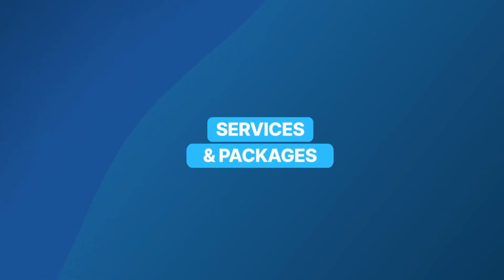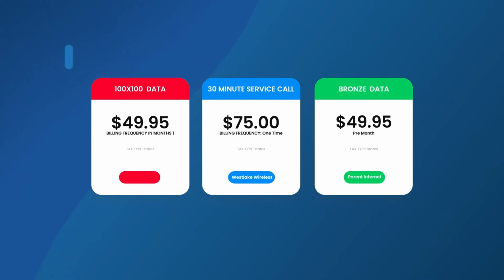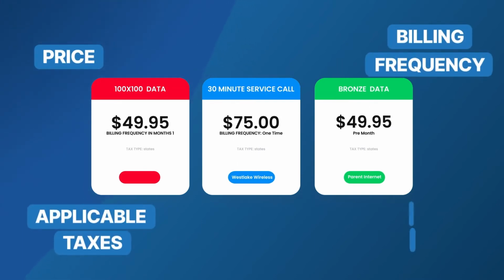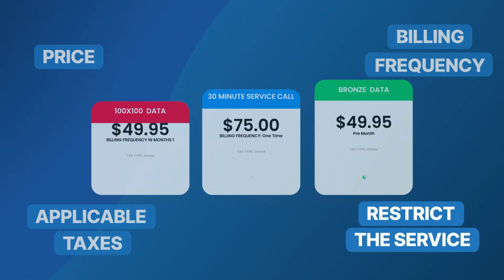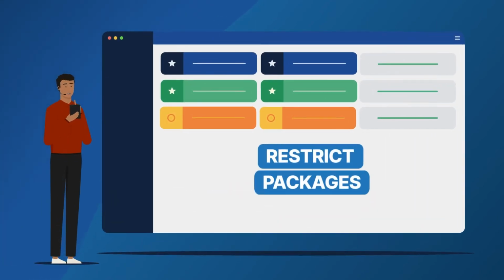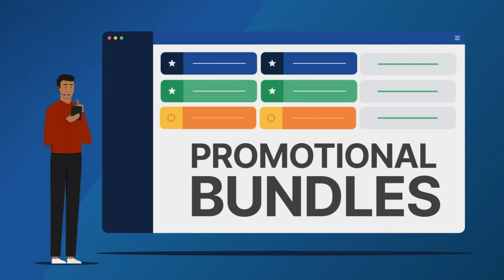To deliver internet to your customers, you need to define services in Sonar. Each service defines a price, billing frequency, applicable taxes, and allows you to restrict the service to specific companies in your instance. By restricting services, you're also able to restrict packages, which can be advantageous when offering promotional bundles only to certain segments of your business.